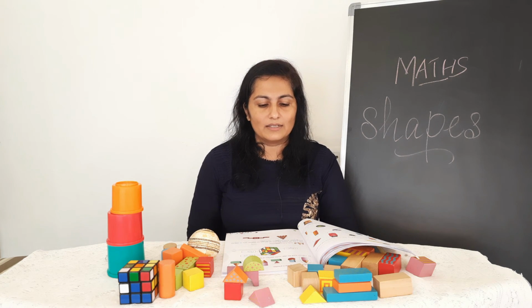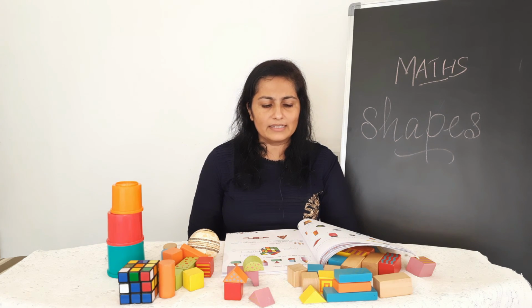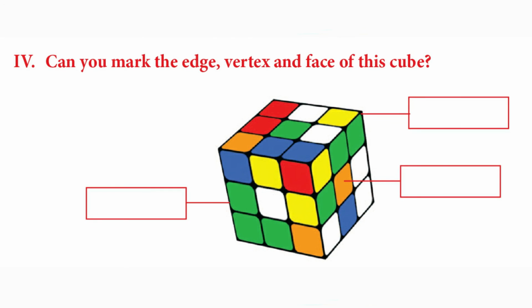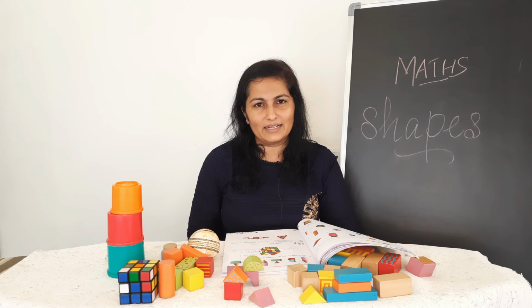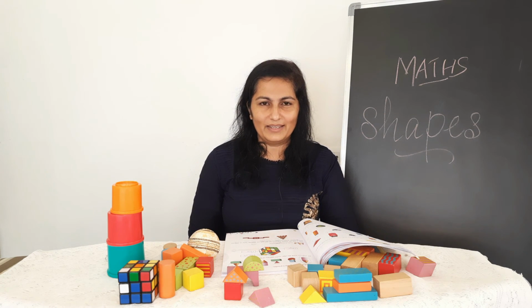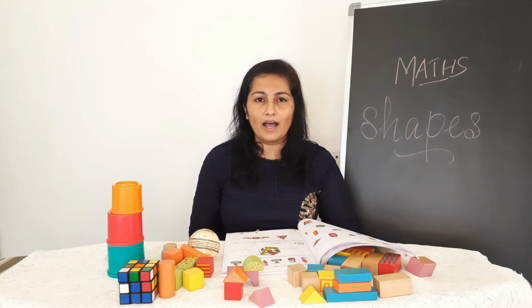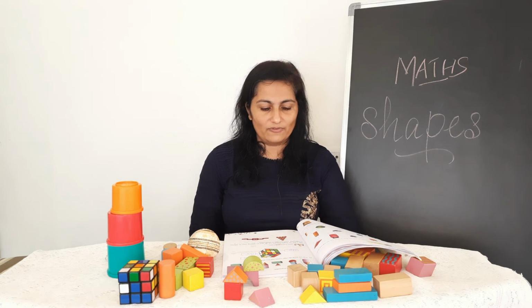Okay, so next one says, can you mark the edge, vertex and face of this cube? So they have given the blank, and since we have learned what are the three characteristics of a 3D shape, you can easily write it. Okay, moving on to the last part of this, Unit 5.